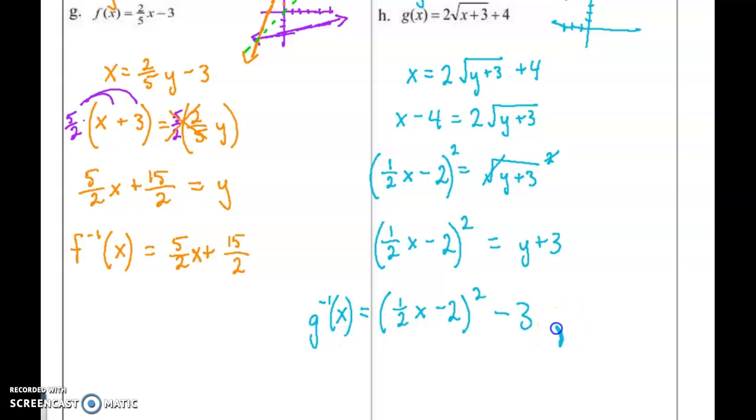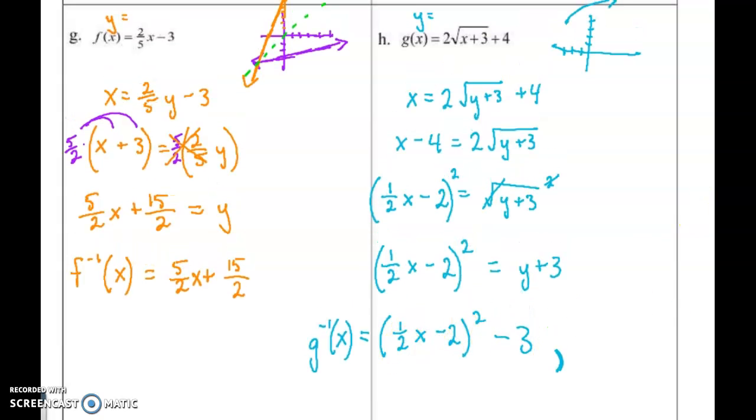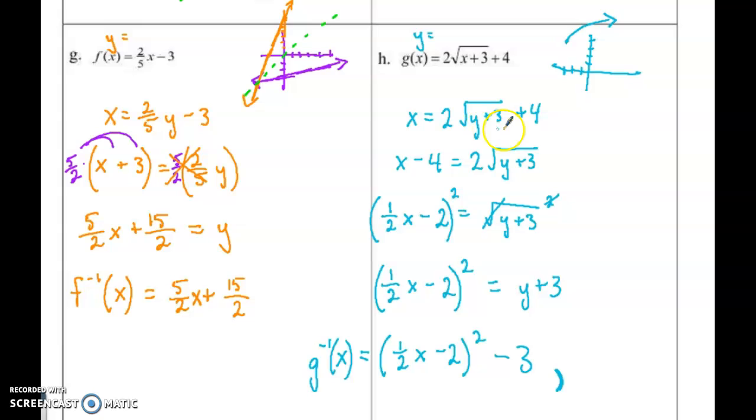Now, I said to be careful earlier because if you were to look at this graph, I think a lot of you would talk about it being shifted right 2, down 3. The only issue is that 1/2. It is actually shifted right 4, down 3. But if you were to look at this graph that we had started with, and I asked you to reflect it over that line y equals x, we only want half of the parabola.